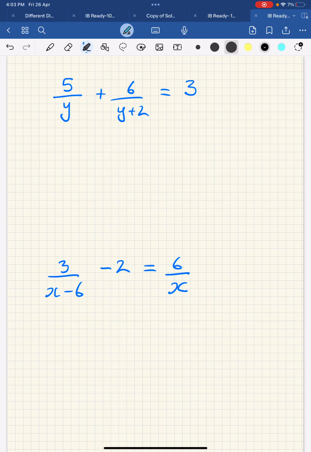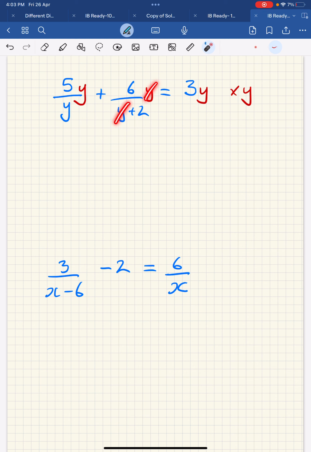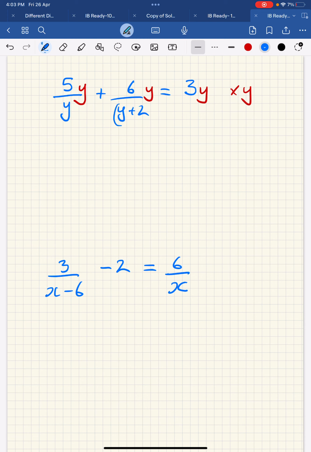So I'll just do it in stages. First of all, I'm going to times both sides by y. Now it's important to note that this y doesn't cancel out with this. We can only cancel out common factors. This is 5 times y divided by y, they can cancel out here. But this is y plus 2 on the bottom. This y cannot cancel down here, so that's important. To help us, we'll put this in a bracket here.